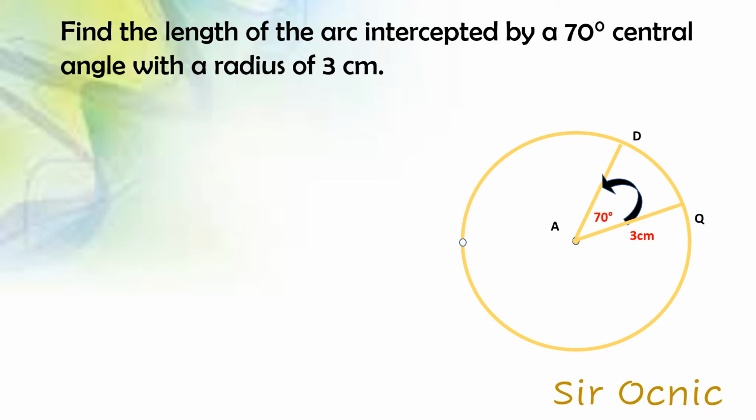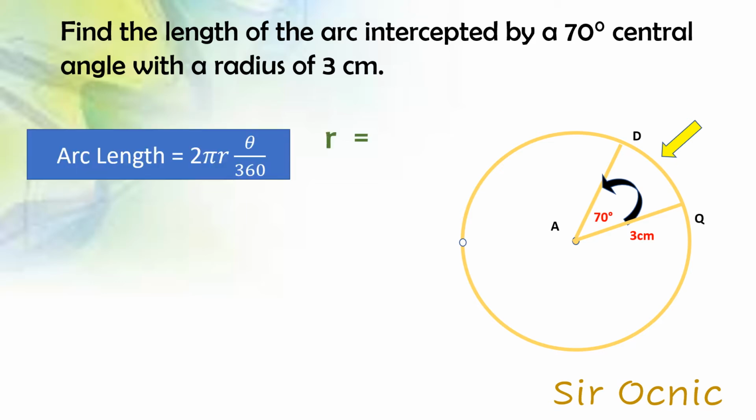Let us have our third example. Find the length of the arc intercepted by a 70-degree central angle with a radius of 3 centimeters. In this problem, we will solve for the length of arc BQ. The given facts are radius equals 3 centimeters and the central angle with a measure of 70 degrees.